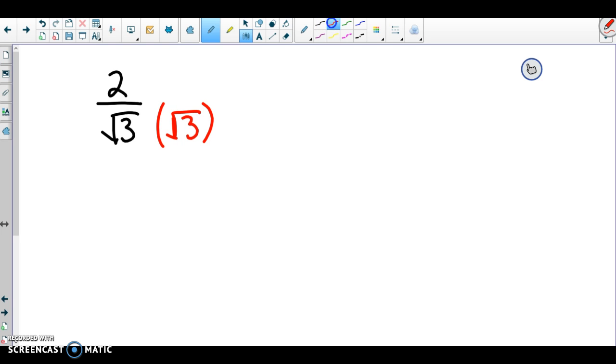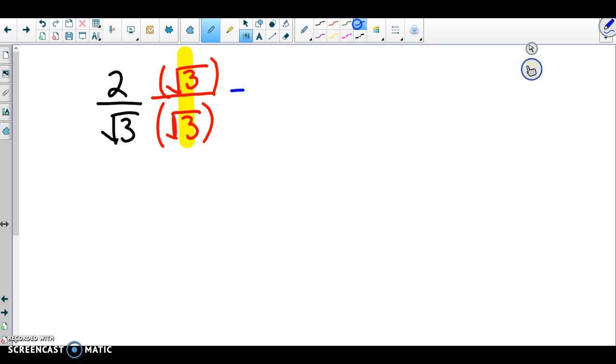But if I just do that, then I've changed the value. So I also have to multiply the numerator by the square root of 3 as well. Because here's the thing, square root of 3 over square root of 3, this right here is equal to 1. And when we multiply something by 1, we don't change the value. So we've got this that we're working with here.